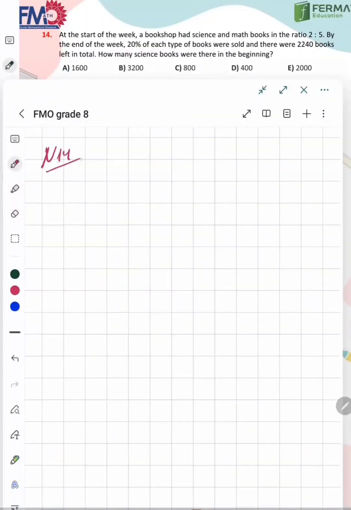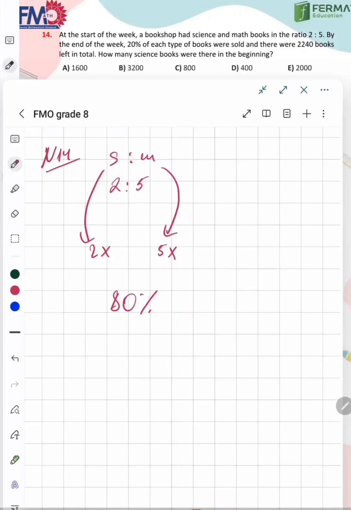So the ratio of science to math books is given as 2:5. So let's match 2x to science books and 5x to math books. Now, 20% is sold, which means that we are left with 80% of the total books, which is 2,240. How many science books were in the beginning?